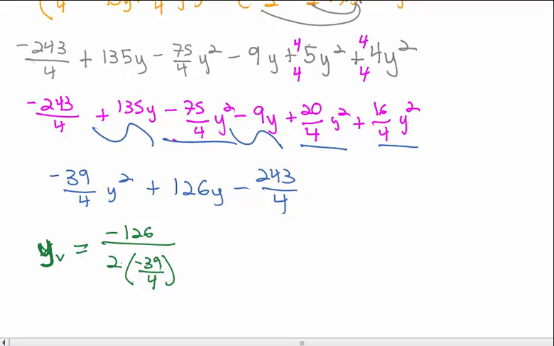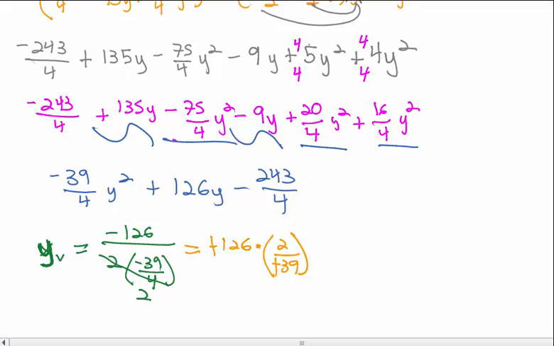I'm first going to simplify the denominator. 2 over 4 reduces to 2. And then, when we're dividing by a fraction, we're really multiplying by the reciprocal. So this is negative 126 times 2 over negative 39. And this is not going to reduce very well at all. A negative divided by a negative is a positive.